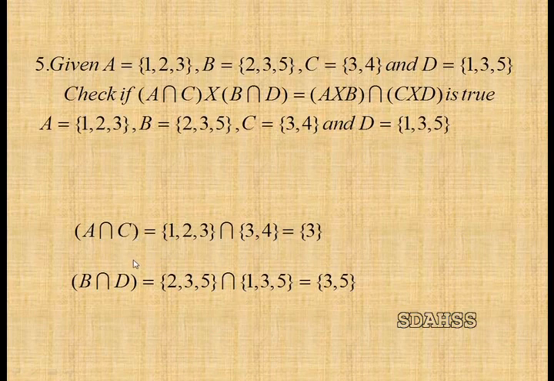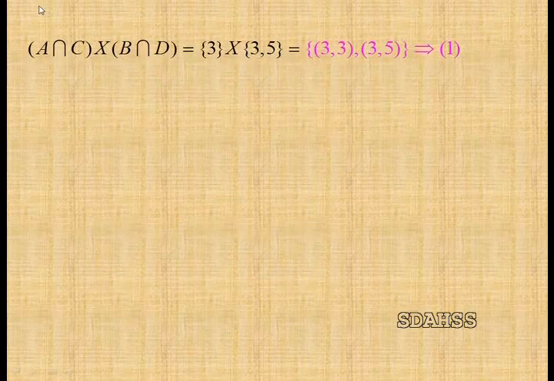Then you find the Cartesian product for both the sets A intersection C and B intersection D. A intersection C is {3} cross B intersection D, {3, 5}. So this can be written as (3,3) and (3,5). Mark it as number 1.